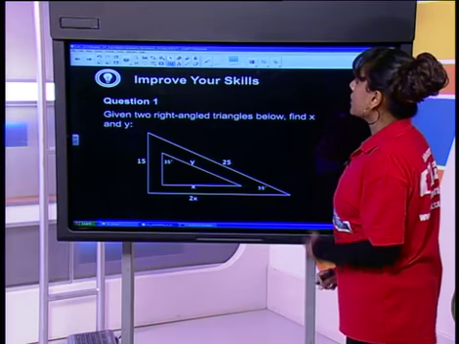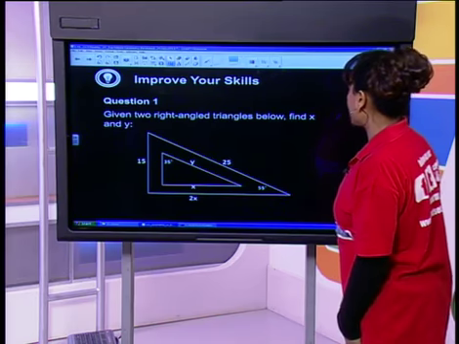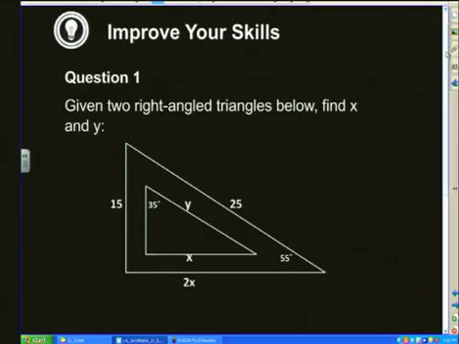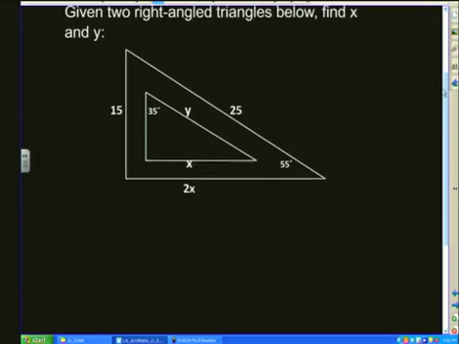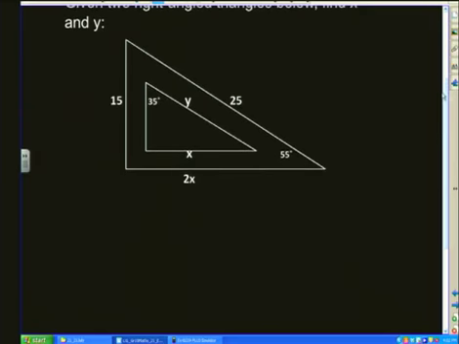Now, let's do some more revision. You're given two right-angled triangles, and you're asked to find X and Y. So these are your two triangles. I'm going to name them to make it a bit easier to identify. So we'll call the big one ABC. And let's call the little one D, E, F.